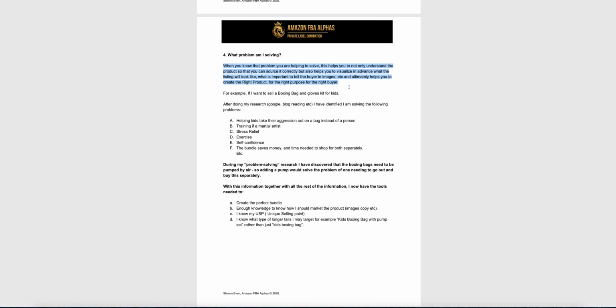Once you know what problem you are helping to solve, this helps you to not only understand the product so that you can obviously source it correctly, but it also helps you to visualize in advance what the listing will look like, what is important to tell the buyers in the images, etc. And ultimately it is going to help you to create the right product for the right purpose for the right buyer. I'll say that again. By understanding what problem you're solving, it's going to ultimately help you to create the right product for the right purpose for the right buyer.